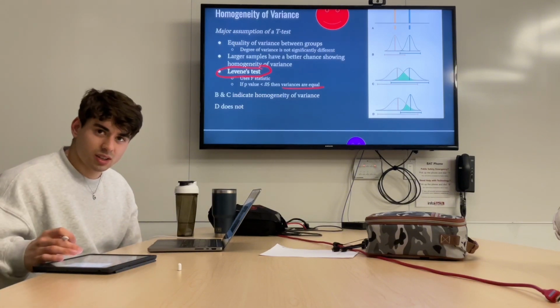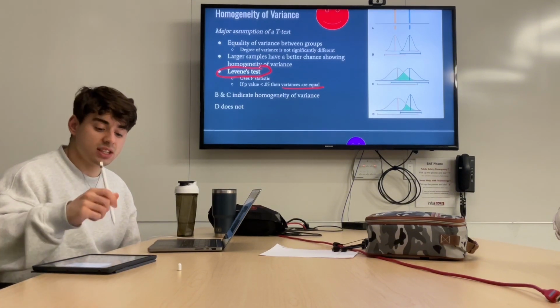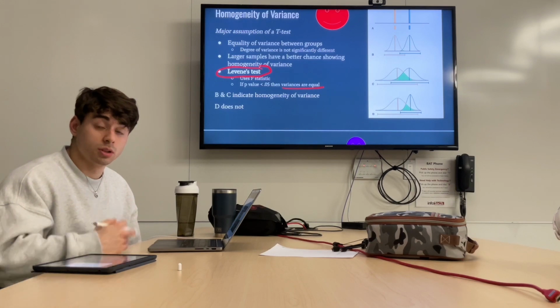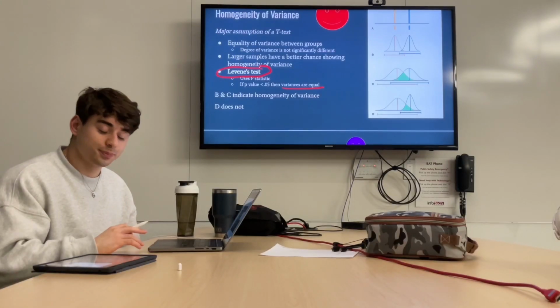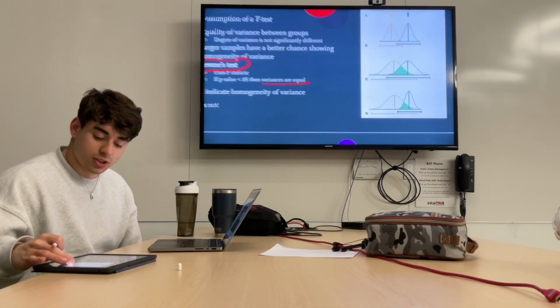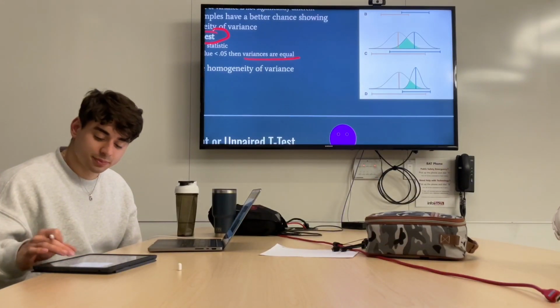This is different from the t-test. You basically need this to be true. Don't worry about that. Thanks, Professor. Professor P, if you will.